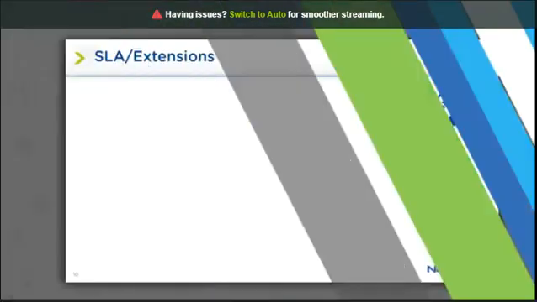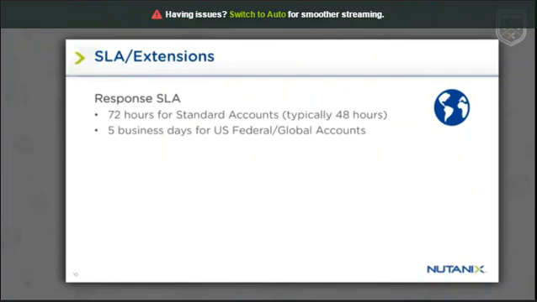So now you may be wondering, when will I hear back from Nutanix regarding the registration I just submitted? Well, our typical SLA to our partners is 72 hours. However, registrations are typically addressed within 48. The only exceptions to this are registrations for U.S. federal and Nutanix identified global accounts. So a decision will typically be rendered within 5 business days for those registrations.